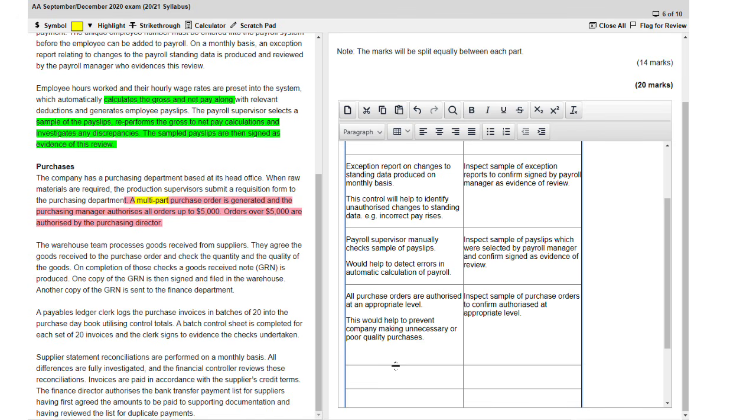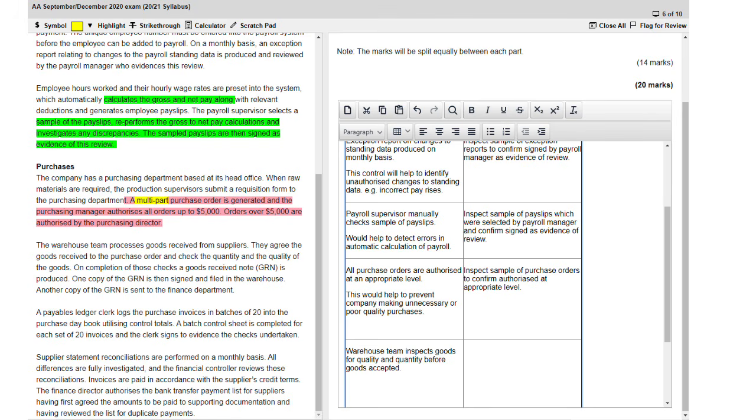Again, my highlighting is being a bit awkward, never mind. So I've noticed who does this. Warehouse team inspects goods for quality and quantity before the goods are accepted.